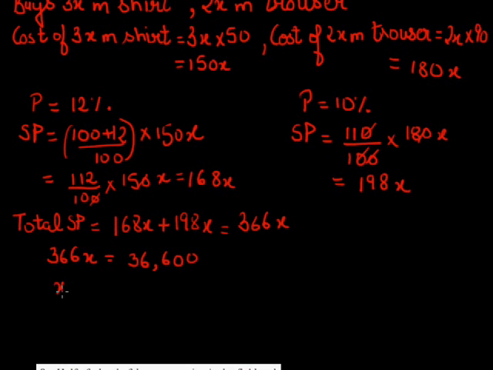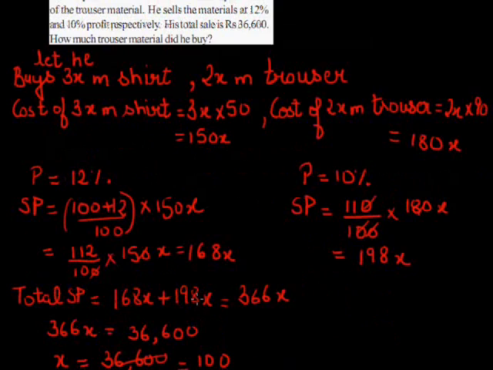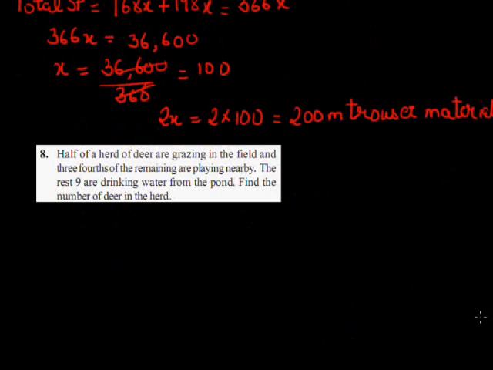The value of x will be equal to 36,600 upon 366. That is, the value of x will be equal to 100. Now the question is asking to find the trouser material that he bought. Now I have assumed in the question that he bought 2x trouser material. So our answer will be 2x, that is equal to 2 into 100, that is 200 meter trouser material was bought. Okay, coming to the next question, 8th question.